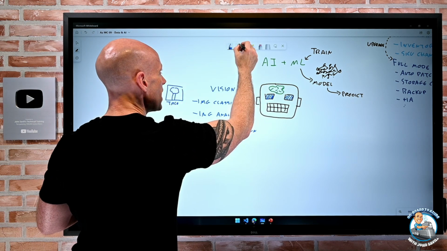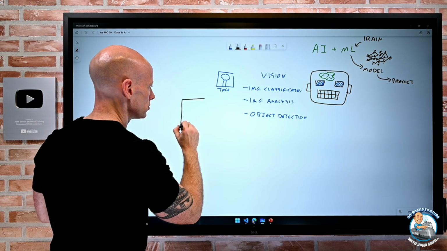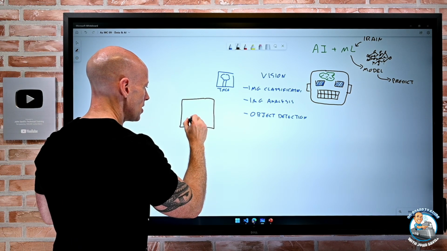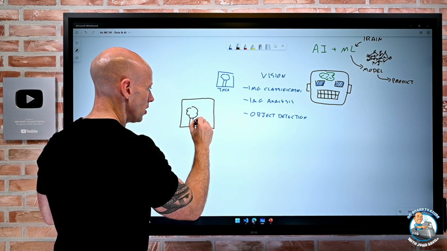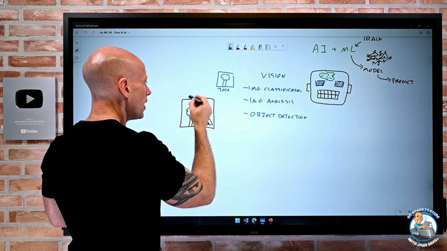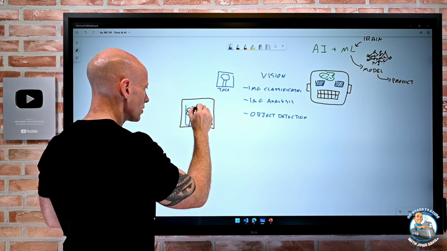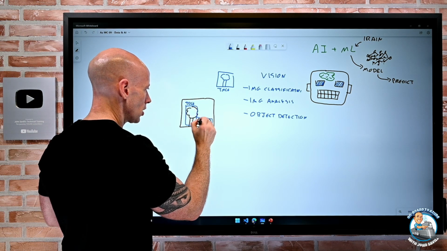So in object detection, hey, I'm giving it a picture. And hey, maybe there's the tree again. And there's also a car. That's obviously not a car, but let's pretend it's a car. And it puts a box around the object. Oh, tree. Oh, car.